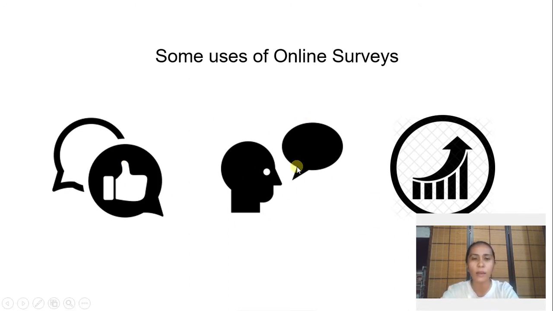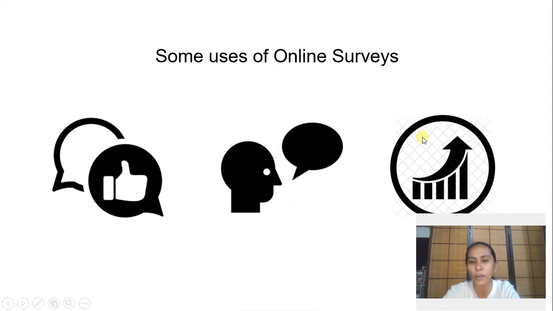Okay, next is you can use online surveys to get comments. Same with feedback, but you can use online surveys to get comments, and it can be lengthy comments. So, for example, in Google Forms, there is a paragraph question wherein respondents, or the one who will answer your survey, would be able to compose a paragraph, whatever comments they will have in your online survey. So that's one of the uses of online surveys.